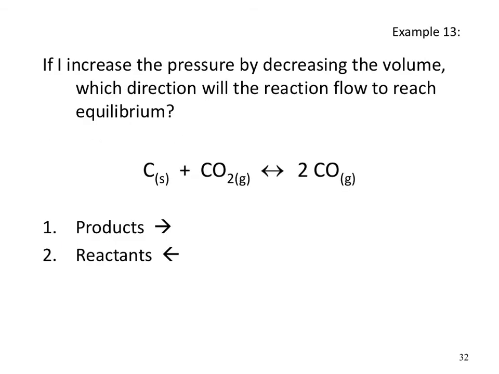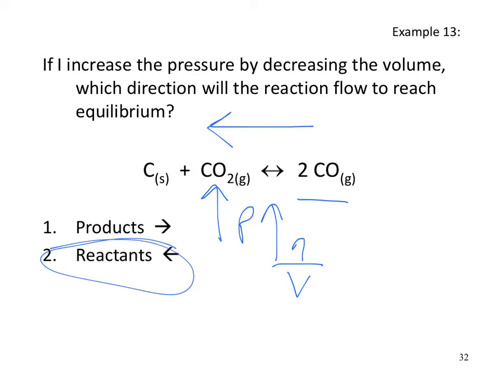Alright, another one. If I increase the pressure by decreasing the volume, which direction will the reaction flow to reach equilibrium? So realize I have 2 moles on the product side, I have only one on the reactant side, and you're increasing the pressure. That means you're increasing the number of moles per unit volume, so it should move in a direction to undo this effect. That means the backward reaction will be more predominant.